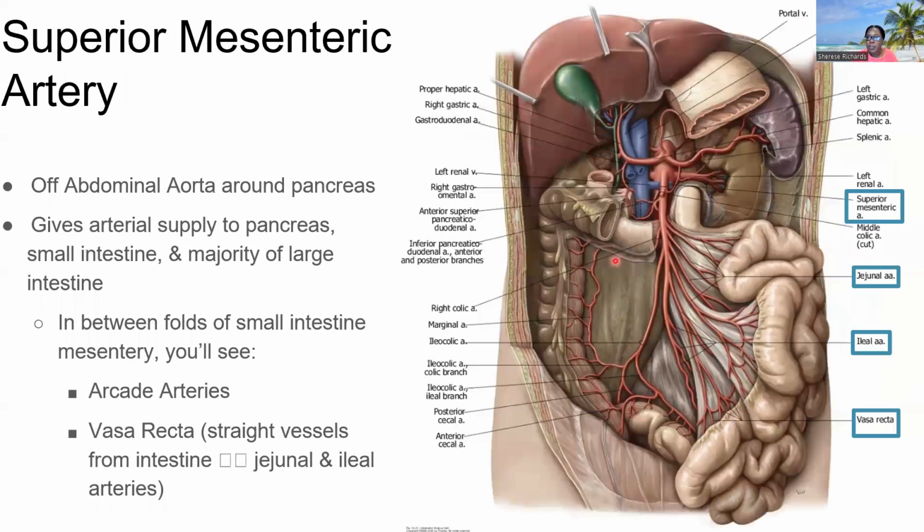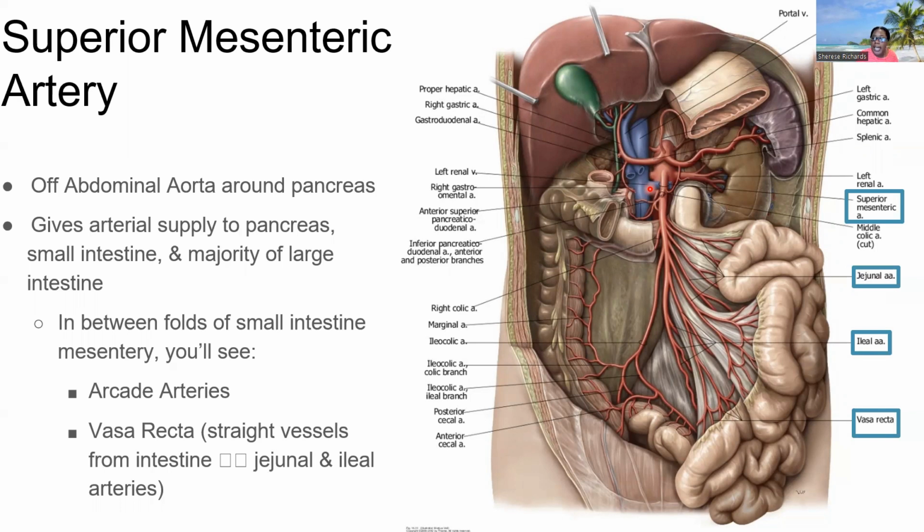The second major branch, or the midgut branch, is the superior mesenteric artery. This comes off around the level of the pancreas. And so the pancreas is really going to get shared supply from both of these. It's going to supply the pancreas, the small intestine, that is the rest of the duodenum. So the duodenum is also shared. But then small intestine, large intestine as well.